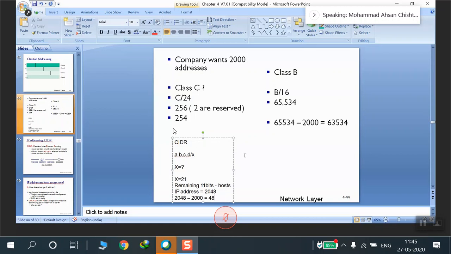So compare the CIDRized networks with classful. You can see the difference, how many IP addresses you have saved. And then we have another concept: within this organization, the rightmost 11 bits that you have used can be further divided using what we know as subnetting. We'll come to that as well. The concepts of subnetting, NAT, and so on come next.